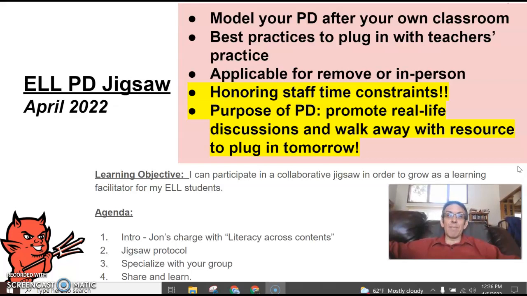Most importantly, I believe that the purpose of professional development should promote real life discussions so that they can walk away with some sort of resource or action step that they can plug in tomorrow. So hopefully you'll notice that as I have this professional development. Once I switch to the next slide, which is basically going to be this ELL PD jigsaw minus the red box, that'll be my signal that it's switching into the lens of instructional coach or instructional leader from an administrative perspective.